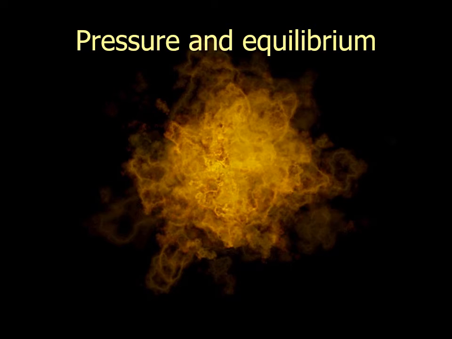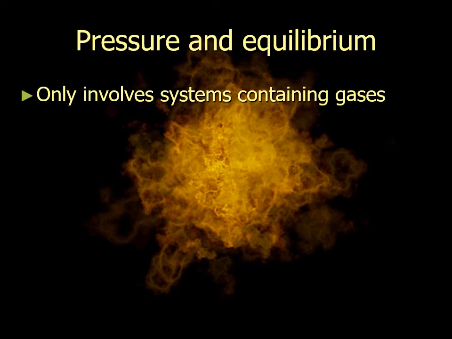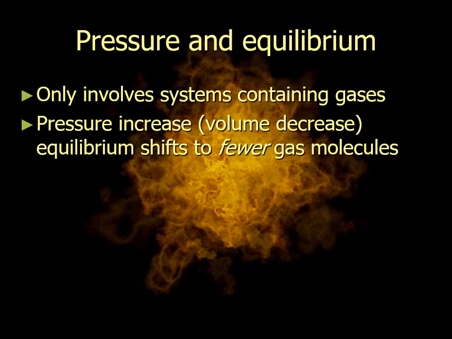It's a little bit of a different approach here. It's only going to pertain to systems that involve gases. If there are no G's in your equilibrium expression, there's no effect of pressure. So first of all, check out how many components are G's. If there aren't any, pressure is irrelevant. So normally there will be at least some G's, otherwise it's kind of a pointless question. So here's how it works.